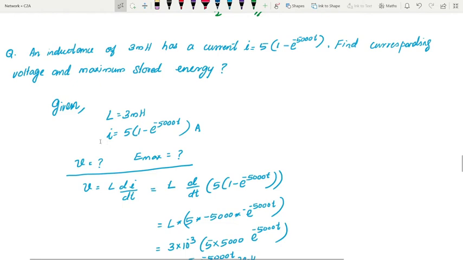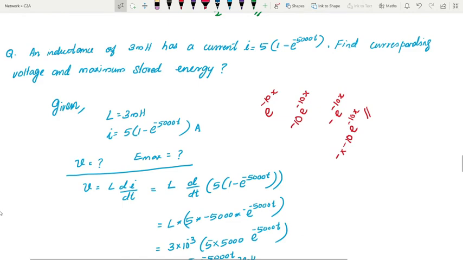We know the expression for current as 5 into 1 minus e raised to minus 5000 t ampere. What is the differentiation of e raised to minus 10x? It is minus 10 e raised to minus 10x. What is the differentiation of minus e raised to minus 10x? This minus is already there, into minus 10 e raised to minus 10x. So the same situation is coming here also.